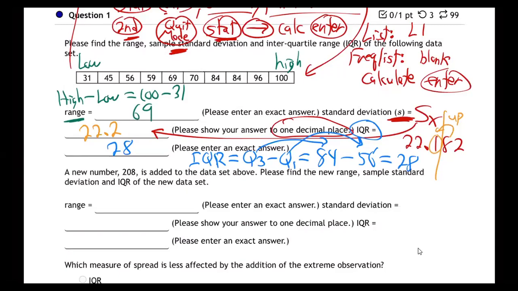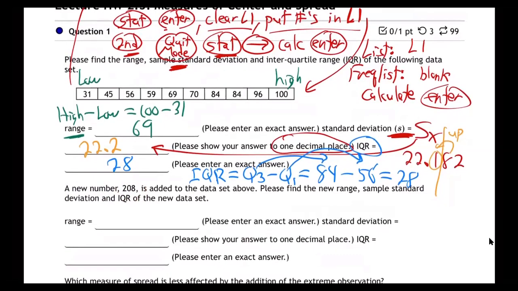All good, okay. Now, on part 2, still question number 1 here. Now we're down here on part 2, where it speaks of a new number. It says a new number 208 is added to the data. So that's really easy. Just go back into your data and just add the 208. You know what I mean? So you don't have to redo the whole thing.